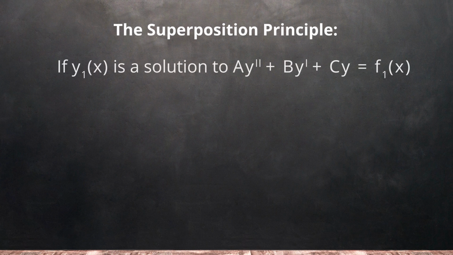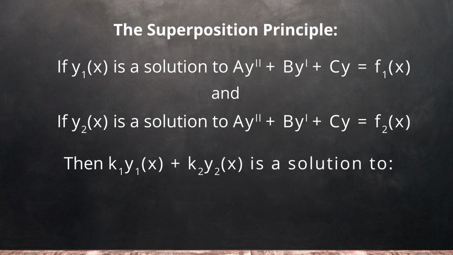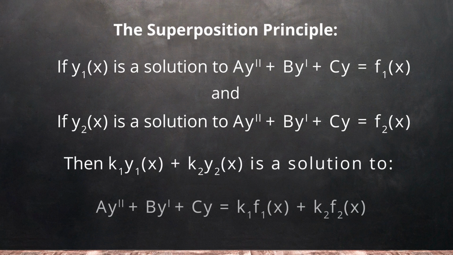If y1 is a solution to the differential equation with non-homogeneous term f1, and y2 is a solution to the differential equation with non-homogeneous term f2, then for any constants k1 and k2, the solution k1y1 plus k2y2 is a solution to the differential equation with the non-homogeneous term k1f1 plus k2f2.